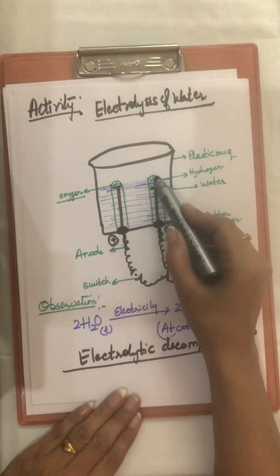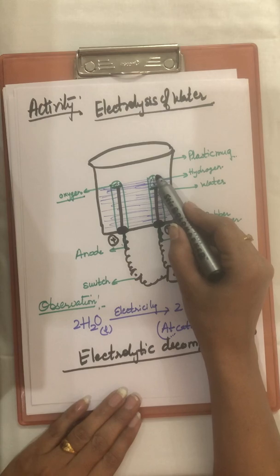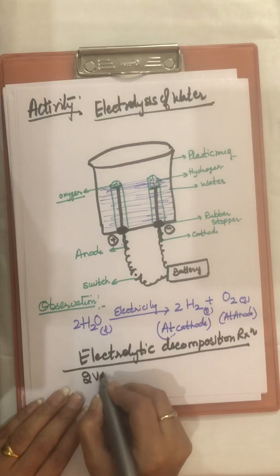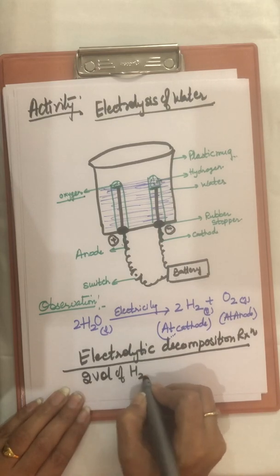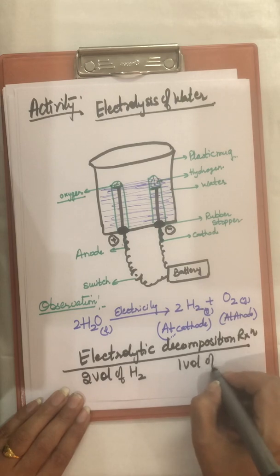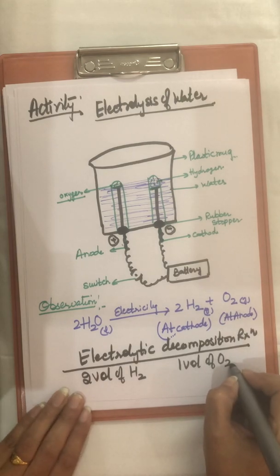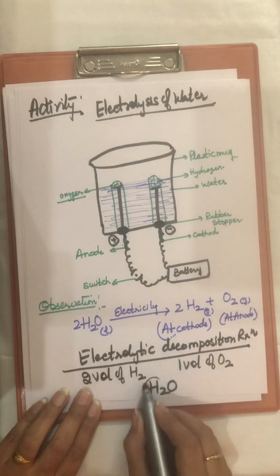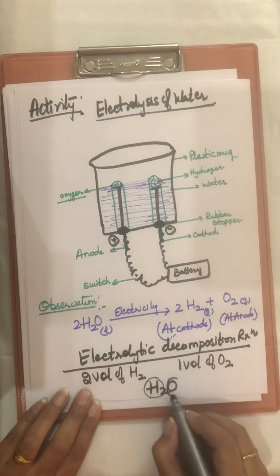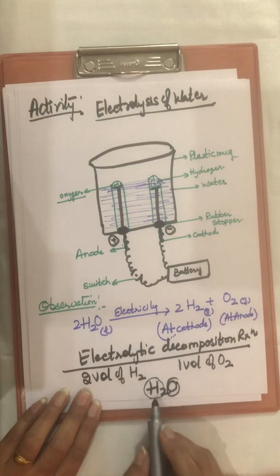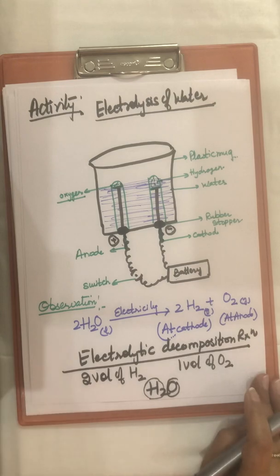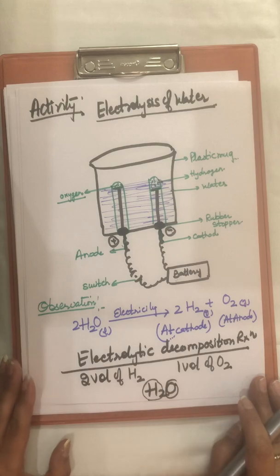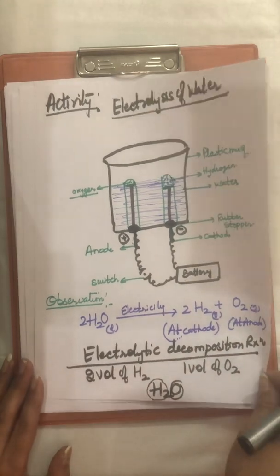Now the volume of hydrogen collected here is double the volume of oxygen. So we get 2 volumes of hydrogen while 1 volume of oxygen gas. This shows that water is made up of 2 parts of hydrogen and 1 part of oxygen. Hence its formula H2O is justified. So this is about the second type of chemical reactions, that is the decomposition reactions.